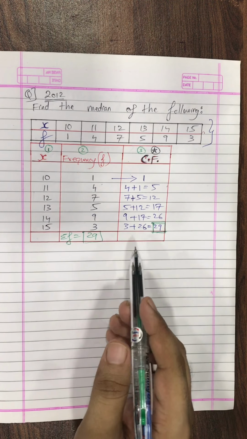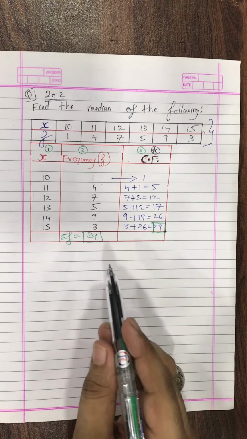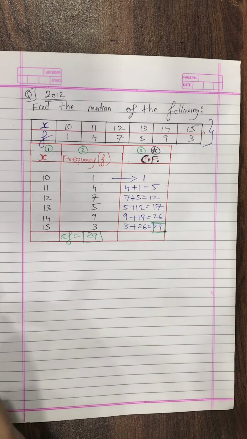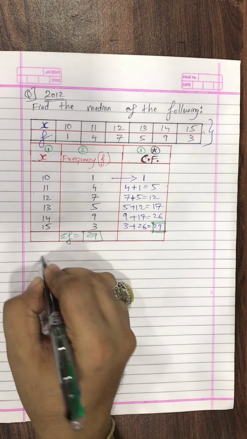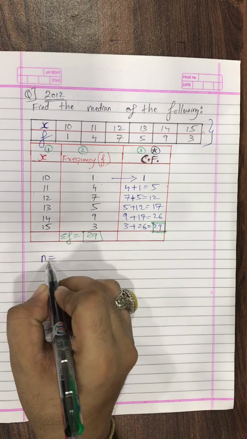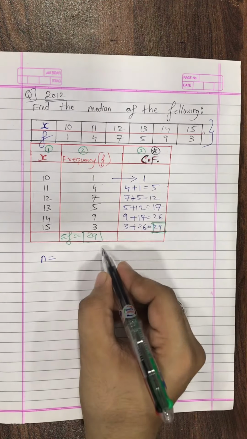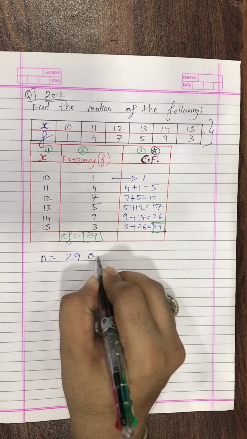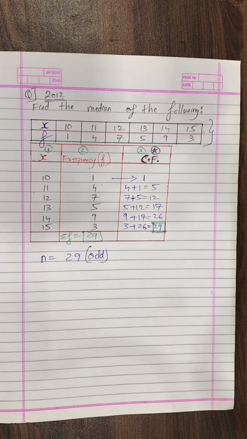Now as I told you, we need to find the median, right? The first step is just drawing the table. The second step is the formula. So let's start with the formula. First of all, what is n? N is the number of terms. N over here is the summation of all the frequencies. That is the number of terms present over here. It's 29 and here it is odd. So let's apply the formula.